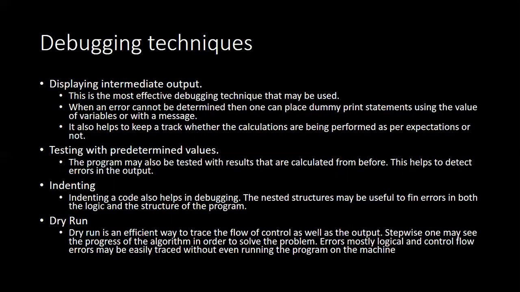Indenting is a way of writing a program such that each bracket is perfectly shown, so that it will be very easy to find errors and solve them. Dry run is the process of working through a program before it is run on a computer, so that you understand how the algorithm of such a program works. Logical errors must be found and control flows should be traced without even running the program. So dry run is an important process in the development of any software before we run it on a computer.